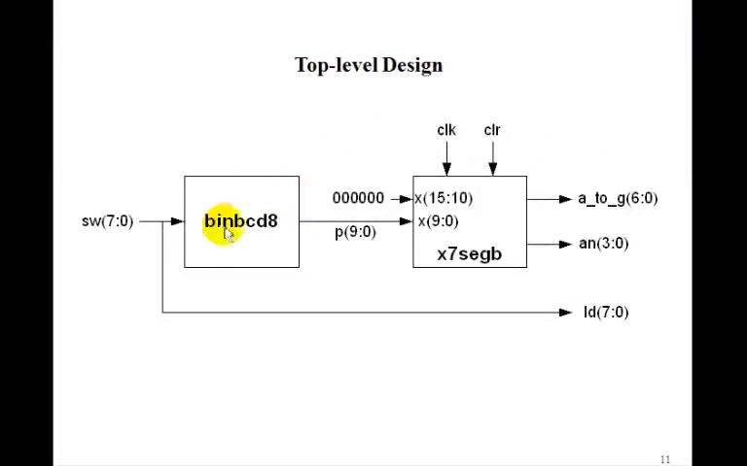You could also make a top-level design. Suppose we take this binary to BCD converter. The output was P(9 down to 0). We can add 6 more zeros to X and display the switches, put a hex value into the switches, and on the 7-segment display the corresponding decimal number.